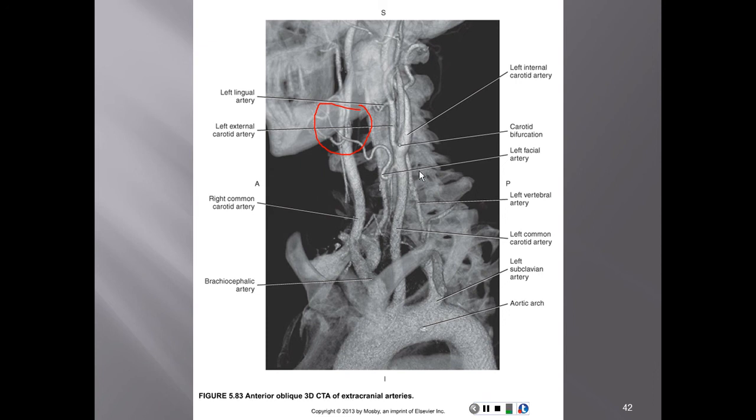But you want to identify the bifurcation of the carotid artery, a great spot for aneurysms. All right. And you want to also get the origins of the carotid. So you want to get the aortic arch, if you are interested indeed in the carotid artery.